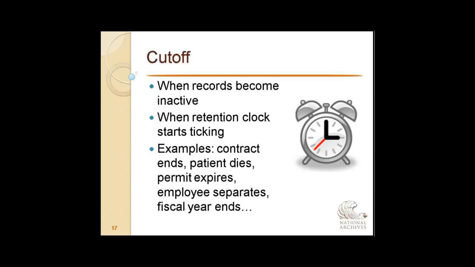Next item is cutoff. On your file plan, you want to indicate when records should be cut off. If you have a contract file, when the contract expires perhaps. If you have permit files, perhaps a land use permit file or something like that, once that permit expires or the permit is denied or whatever. The examples you see on the screen, patient dies in the case of a hospital environment. Well, that's an example of a cutoff in a sense. When an employee separates, when they retire, their personnel file, there's a cutoff for that.